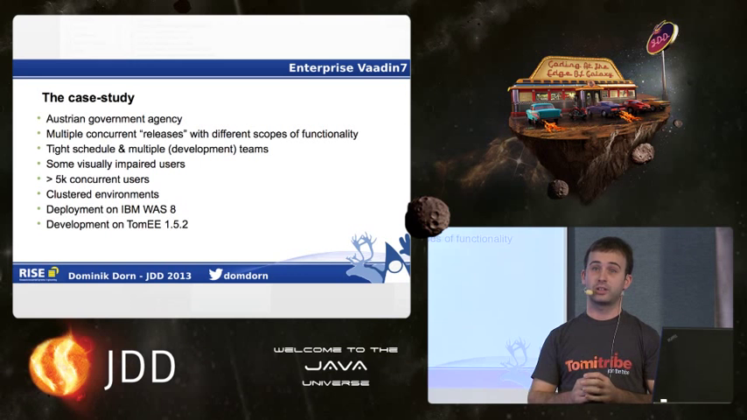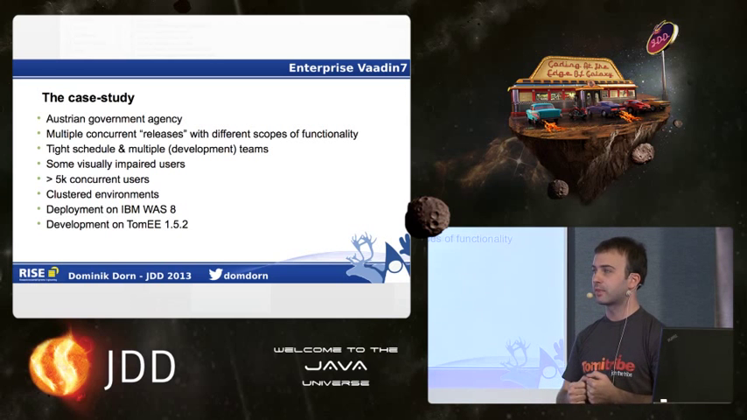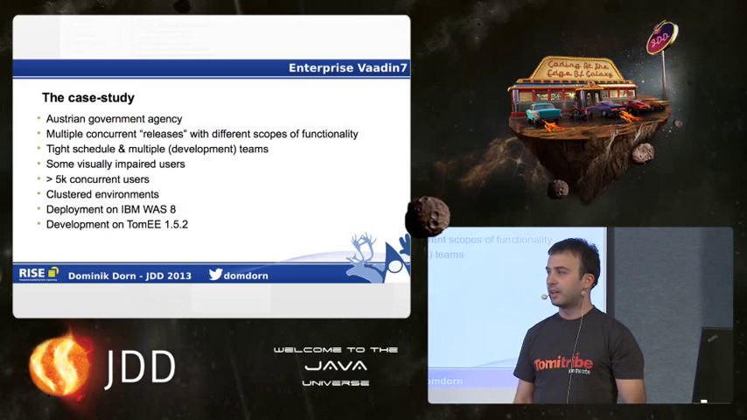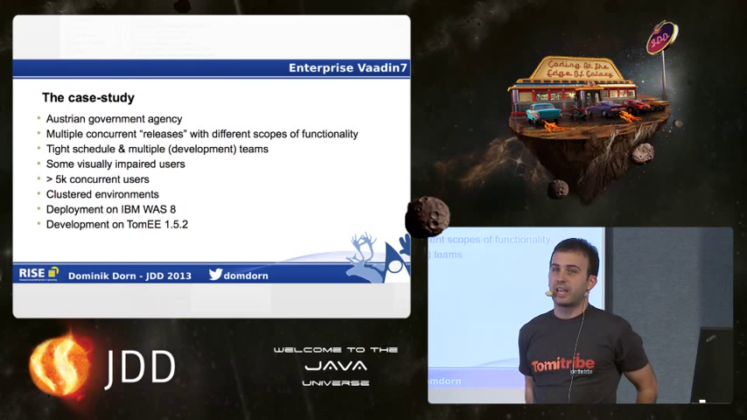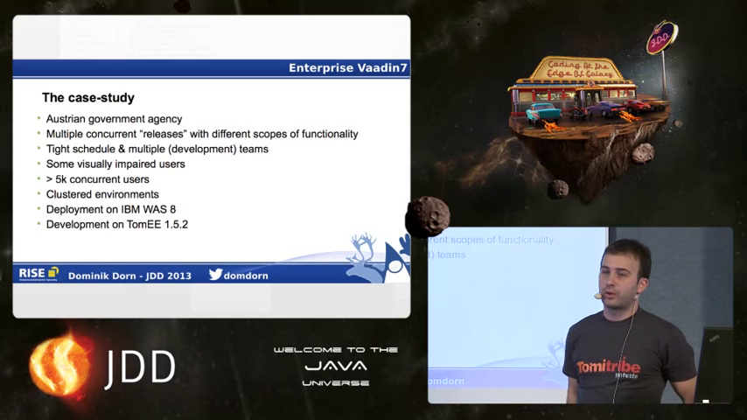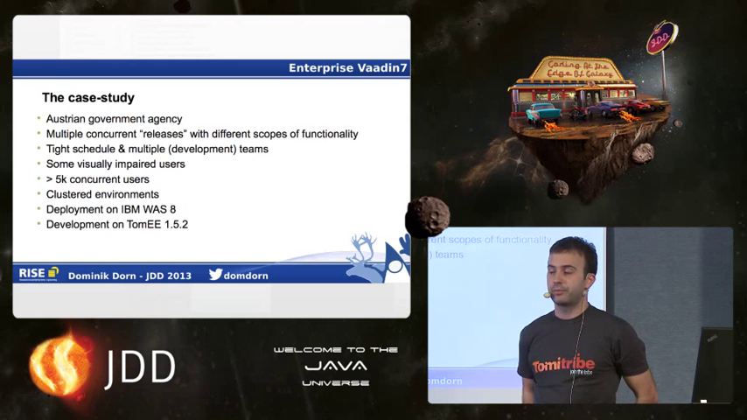The case study is we are working for a national insurance company in Austria. They have multiple concurrent releases with different scopes of functionality. There's always a tight schedule in the project, and the teams have to work concurrently to get the stuff done. We are working to support visually impaired users, so we have some people that are blind or nearly blind, and we are supporting more than 5,000 concurrent users with our application.